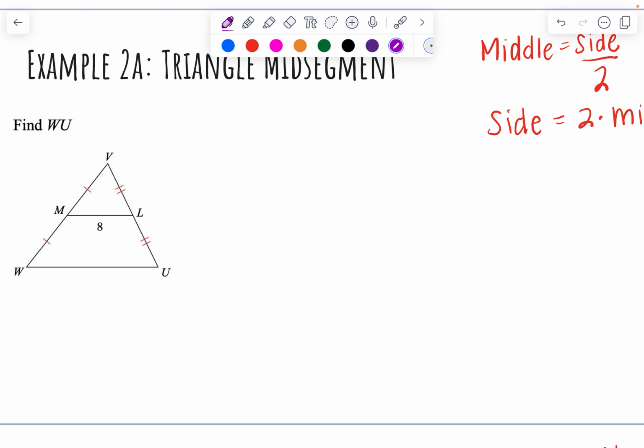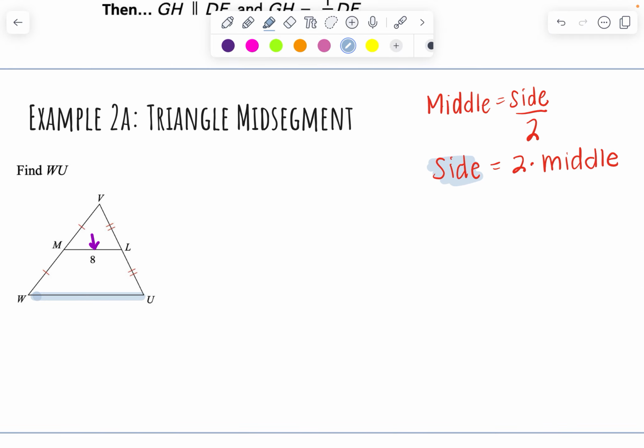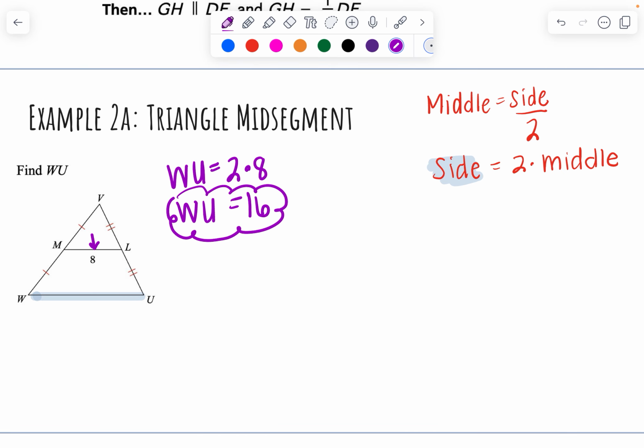Here they're giving me the length of the middle segment, and they want me to find the length of the parallel side. So I know the middle, I'm looking for the side, which means I'm going to be using side equals 2 times the middle because I'm looking for the side. So WU then equals 2 times 8. So WU is 16. The side equals 2 times the middle.